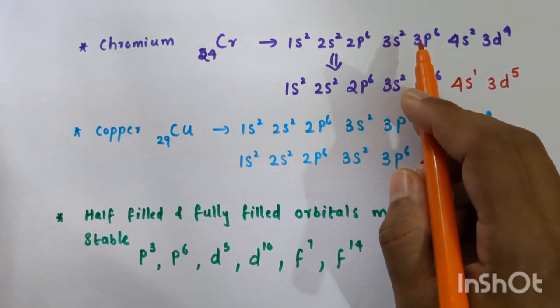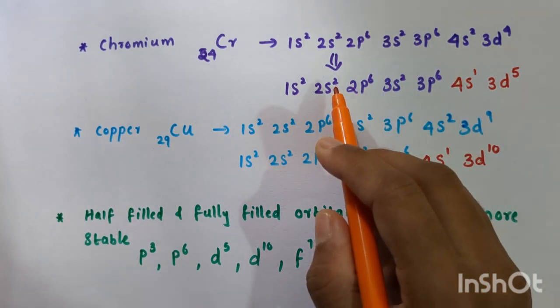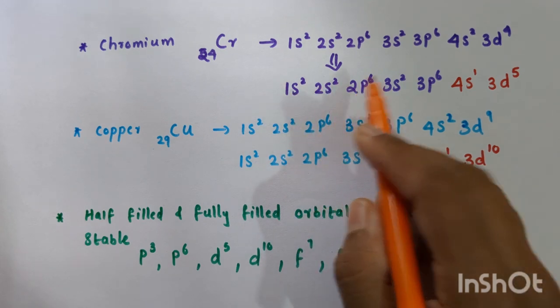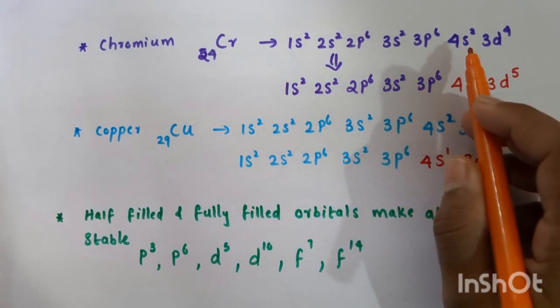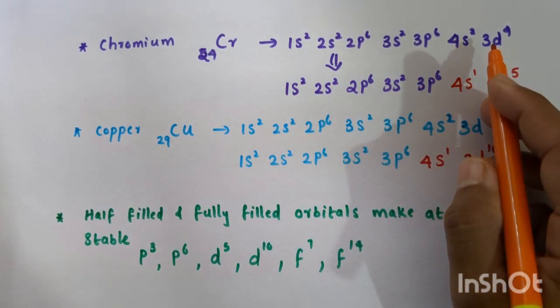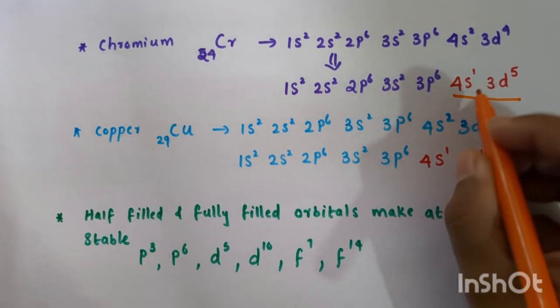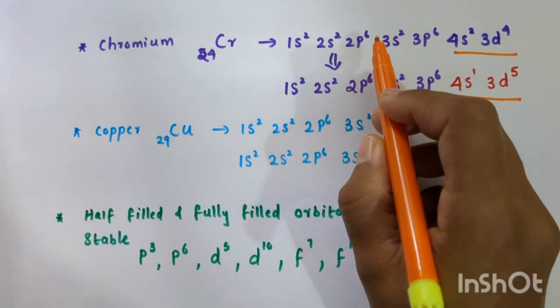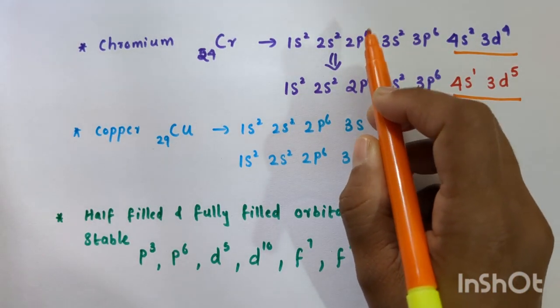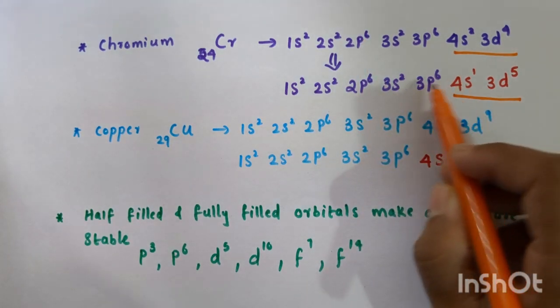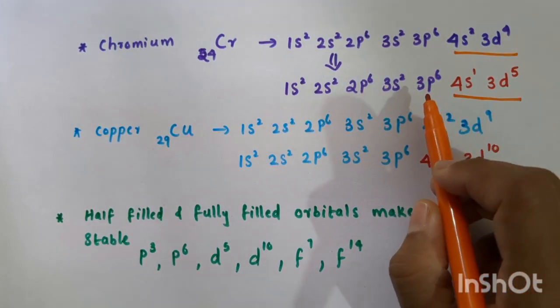But the actual electronic configuration of chromium is 1s2, 2s2, 2p6, 3s2, 3p6. Instead of 4s2, we have 4s1. Instead of 3d4, we have 3d5. This is the expected electronic configuration of chromium, but this is the actual electronic configuration of chromium.